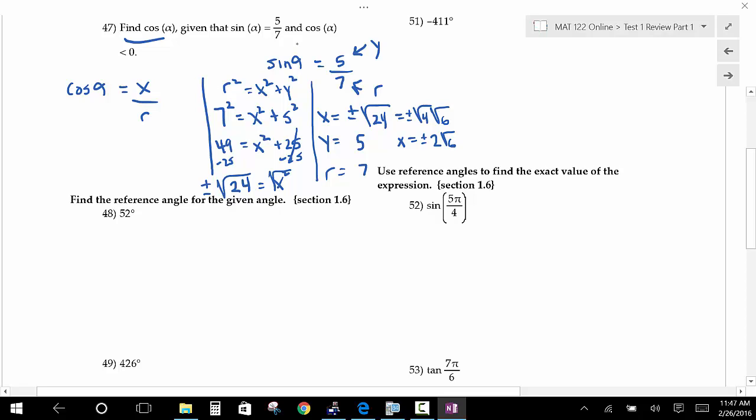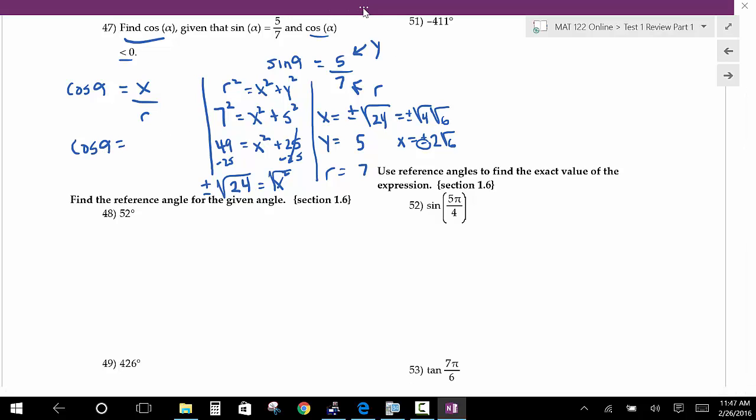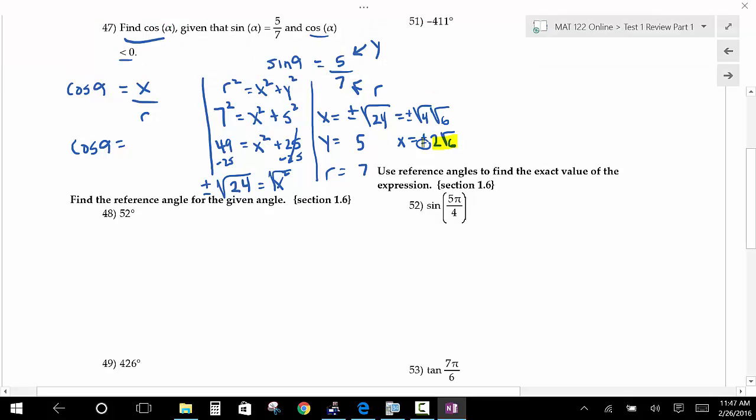Now let's figure out what quadrant it is. They also tell us the cosine's negative. So if the cosine's negative, then x has to be negative. It can't be anything else because the cosine is x over r. So now you can go ahead and write the answer to the problem. Cosine alpha is x, which we figured out to be this, over r. So now we are ready to write our answer. Cosine alpha is negative 2 root 6 over 7. That would be the final solution to the problem.